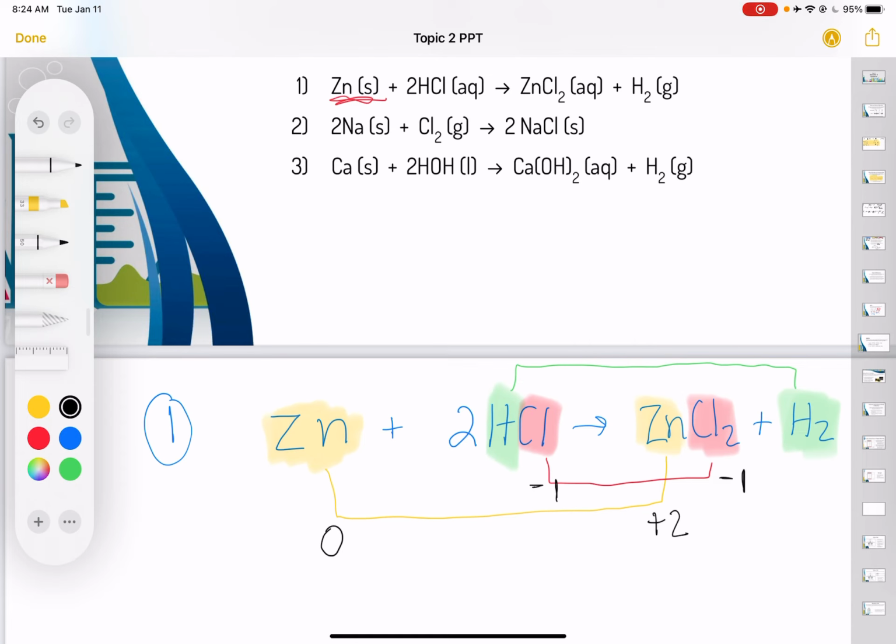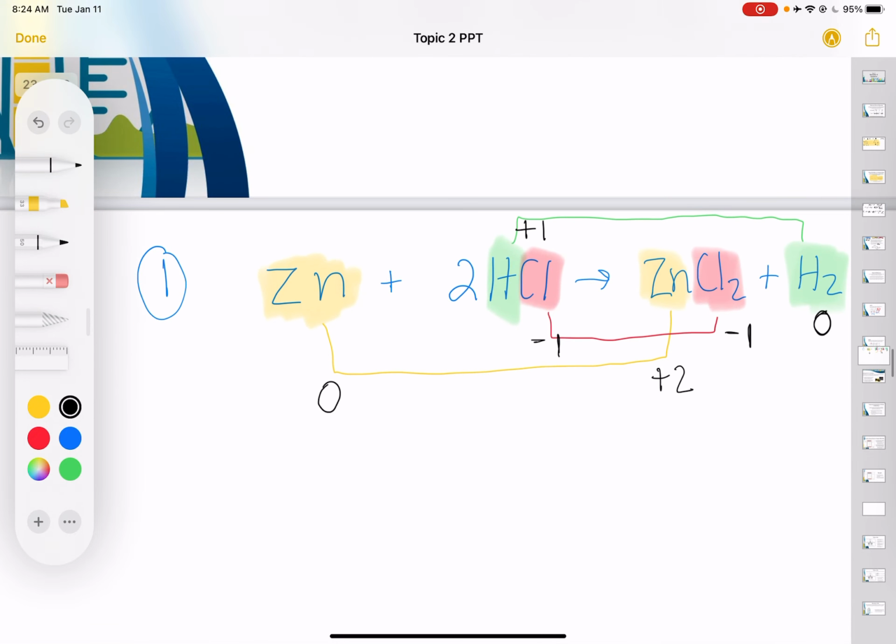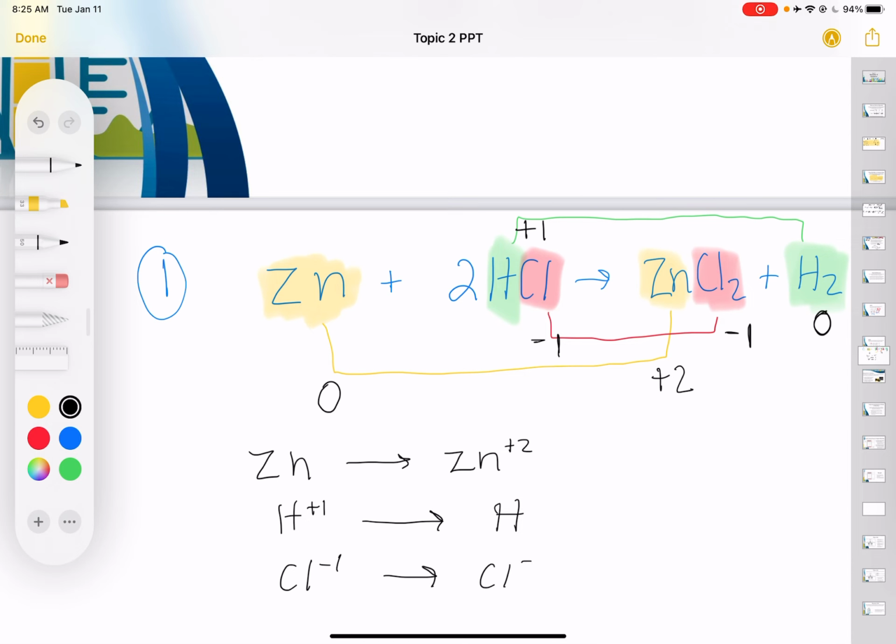And then the last one, hydrogen. Hydrogen, when it's by itself on the right-hand side, is going to be 0. And on the left, it's in its ion form, and hydrogen has a +1 charge. Okay? So let's recap what's going on here. We've got Zn to Zn +2. We've got hydrogen +1 goes to hydrogen. And we've got Cl -1 goes to Cl -1.